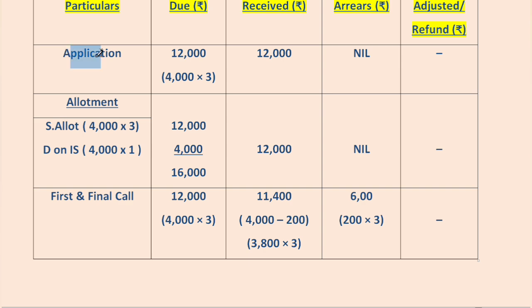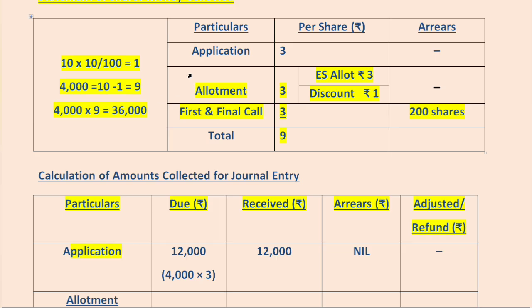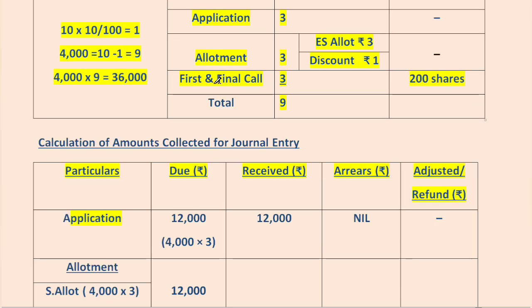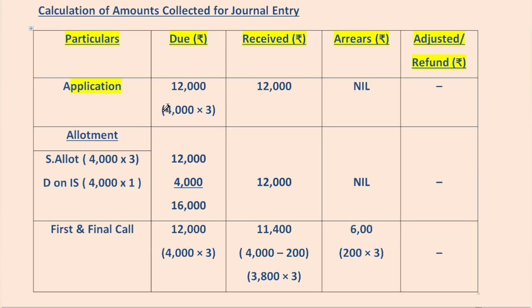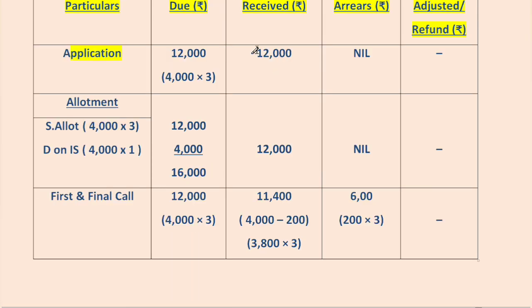Application: how much have they received? Application, 3 rupees they have received, right? So 4,000 into 3, how much? 12,000 rupees they have received. They transfer it to share capital account.